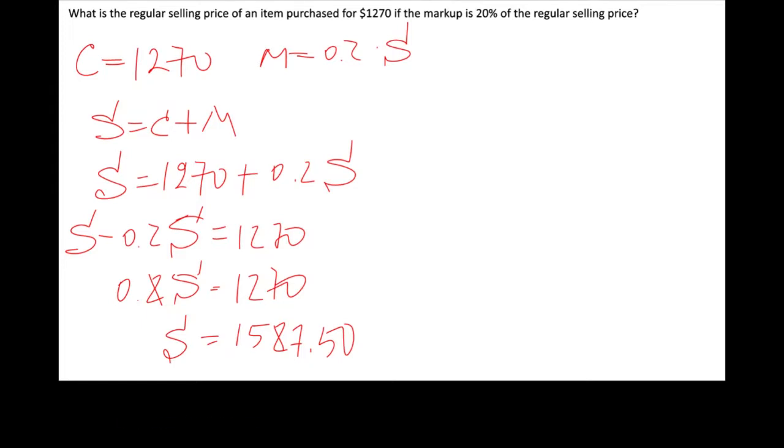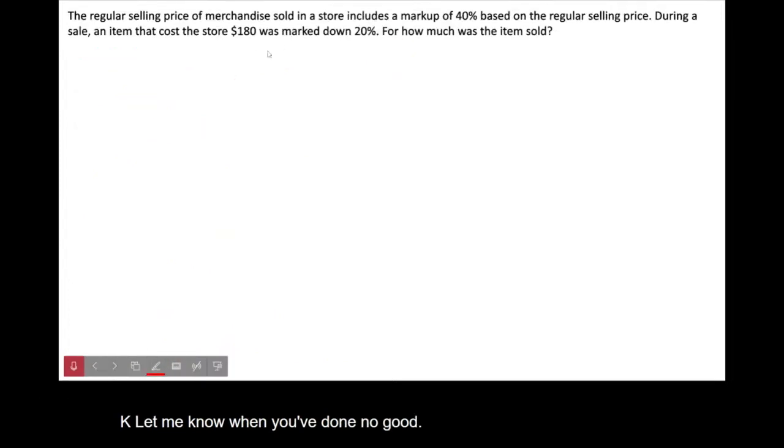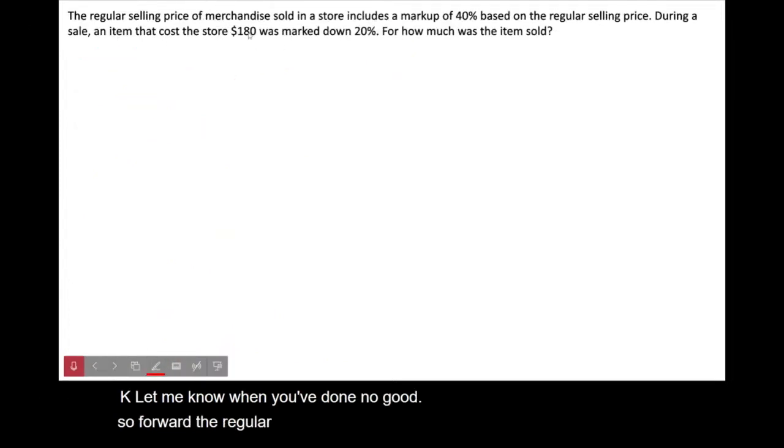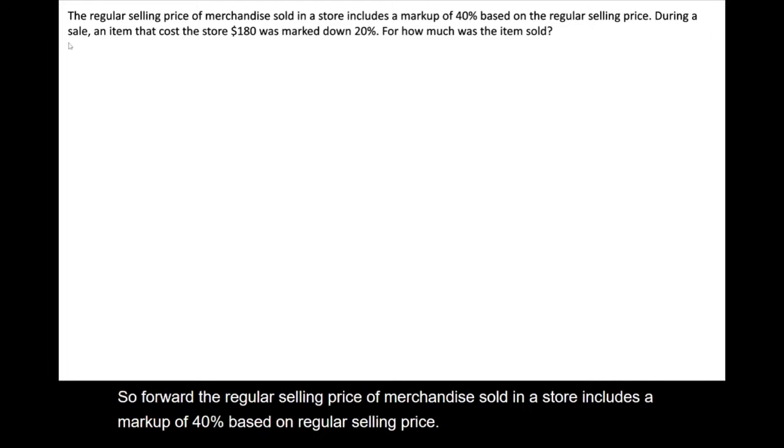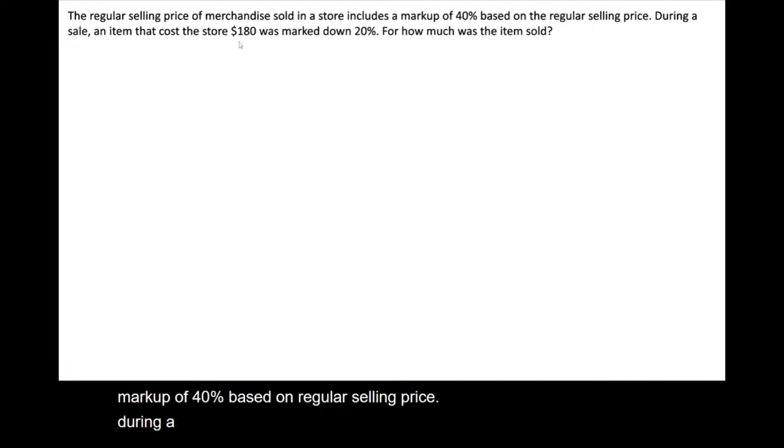Okay, let me know when you're done. No good. Let's move forward. The regular selling price of merchandise sold in a store includes a markup of 40% based on regular selling price. During a sale, an item that cost the store 180 was marked down 20%. For how much was the item sold?